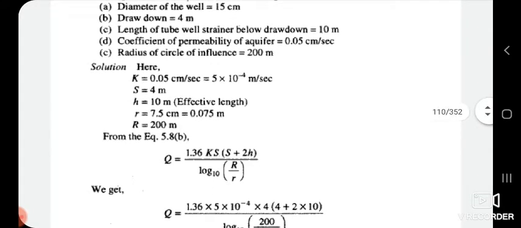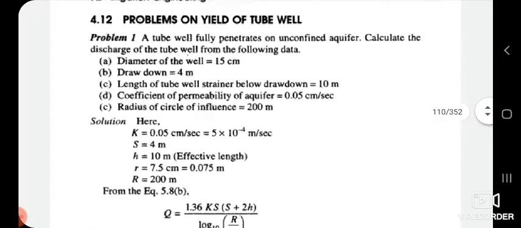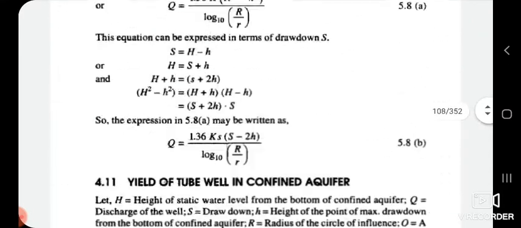So now you know the formula, that is Q is equal to 1.36 K into (S plus 2h) divided by log to the base 10 of capital R divided by small r. Before going to the solution part, you can recall it.